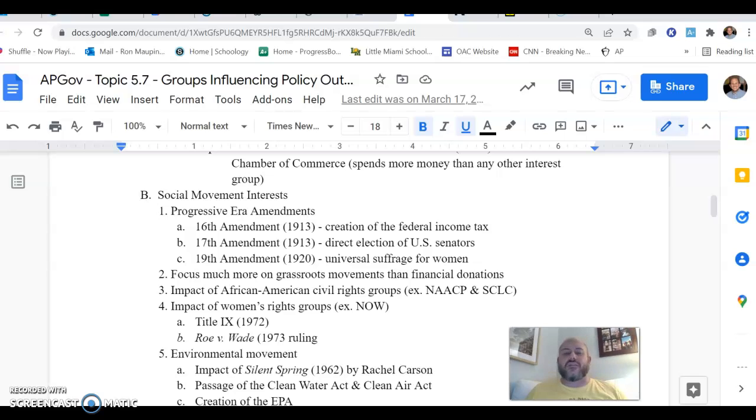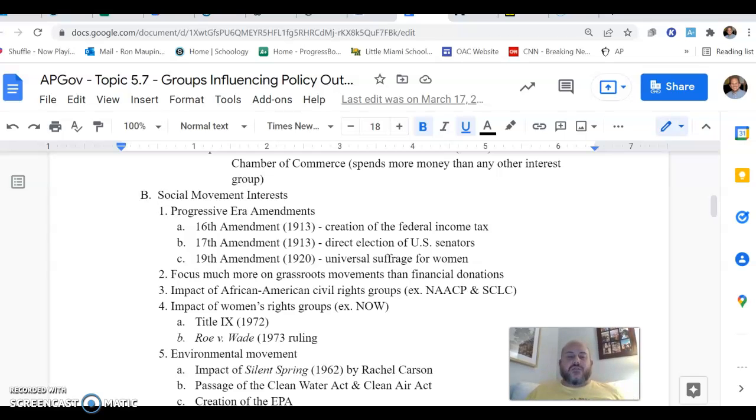For example, you don't have Brown versus Board of Education as a court case without the NAACP Legal Defense Fund. You don't have the Montgomery bus boycott without the SCLC being led by Martin Luther King. You also have interest groups that represent women, the most famous of which is now the National Organization for Women, first founded by Betty Friedan and Gloria Steinem and a number of other feminists. They are also going to be using lawsuits, protests, and direct lobbying of members of Congress to get some important achievements made. Title IX, as we talked about previously, equal educational opportunities regardless of gender.